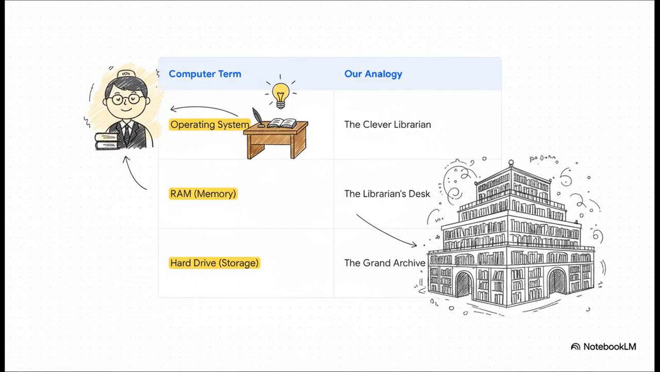So, to pull back the curtain, we're going to use a simple analogy. Think of your computer's operating system, your Windows or Mac OS, as a super smart but totally overworked librarian. The RAM, or memory, is the librarian's desk. It's not very big, but it's where all the immediate work happens, and it's incredibly fast. And your hard drive, that's the Grand Archive, this colossal library that holds every single program and file you own.